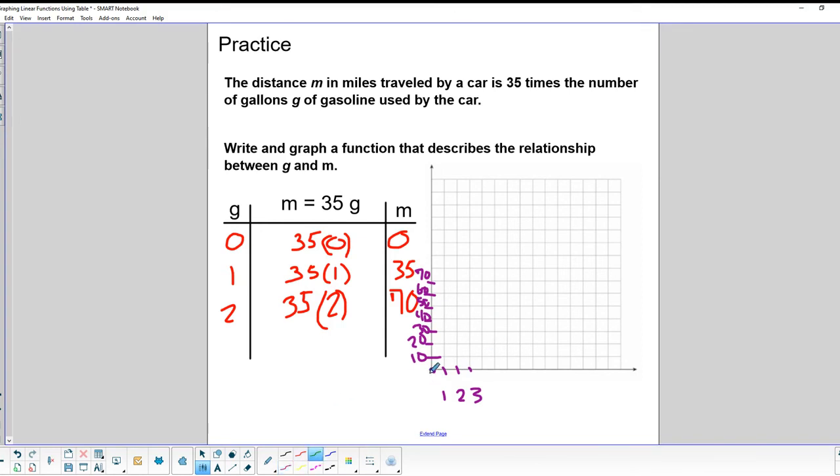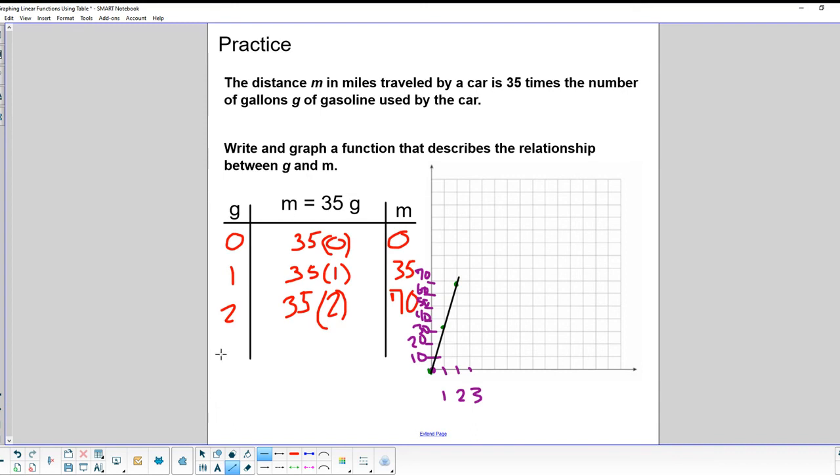Let's go ahead and graph that then. We've got 0, 0, over 1 up 35, which is going to put it halfway between 30 and 40, and over 2 and up to 70. So there's our 3 dots that we've calculated in our little table of values. So now we just go ahead and sketch a line in between, and there's our graph.